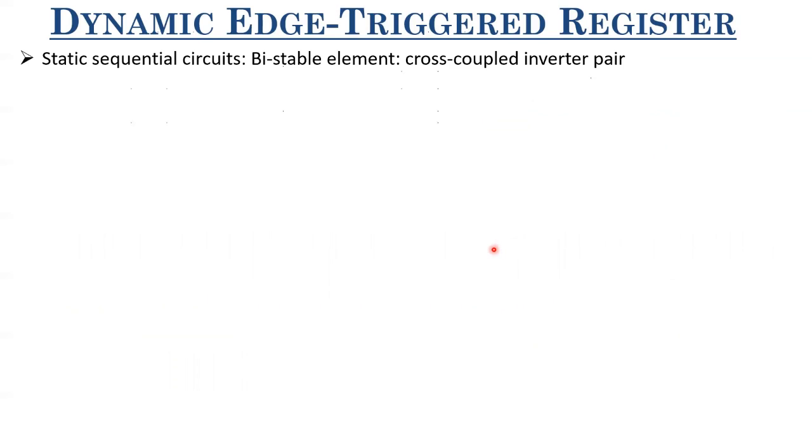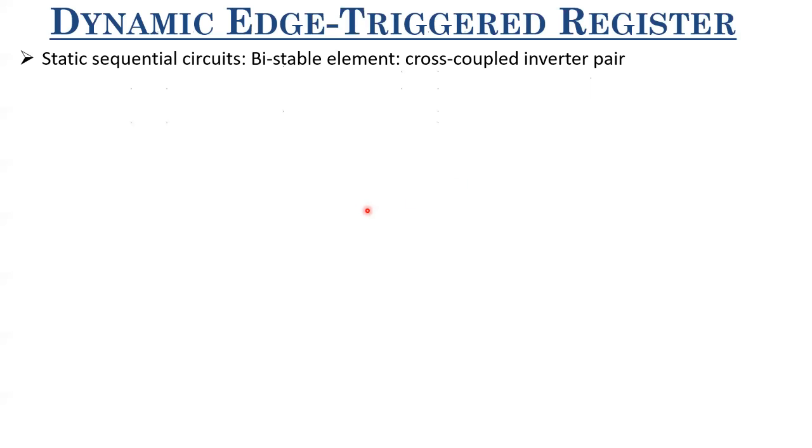Let us first talk about the dynamic way of making edge-triggered registers. So far, we have been talking about the static sequential circuits. We talked about the bistable element, which generally uses a cross-coupled inverter pair. We saw that we can overpower this cross-coupled inverter pair. We can force it from one stable state to the other by either overpowering the feedback, or we can just cut the feedback using a pass transistor, and then connect it when we want it to hold. So that is how we were designing the mux-based, transmission gate systems.